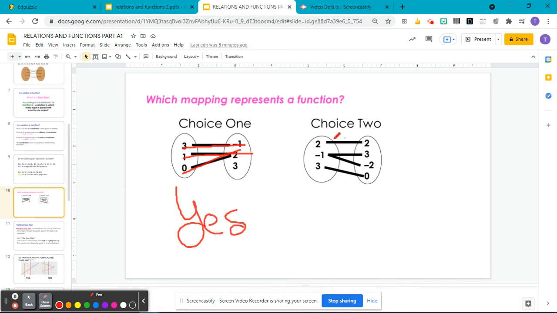Over here at this one, I've got a 2 to 2, but I've got a -1 that goes to a 3 and a -1 that goes to a -2. It's repeating. That -1 is written twice. Again, back to my Dr Pepper and my Coca-Cola. I put my dollar bill in, I get a Coke. I put my dollar bill in, I get a Dr Pepper. It is not functioning correctly. It is not a function. No.